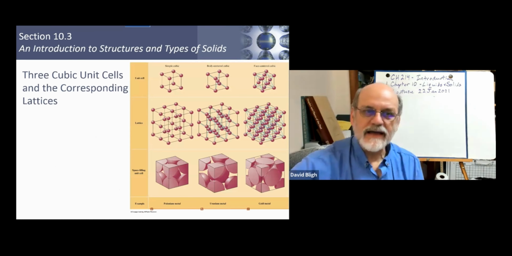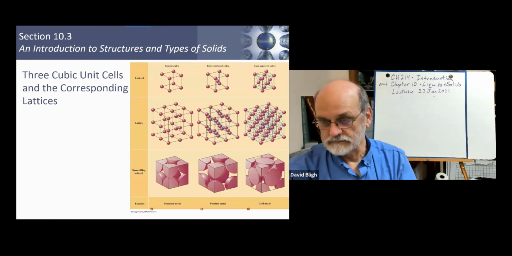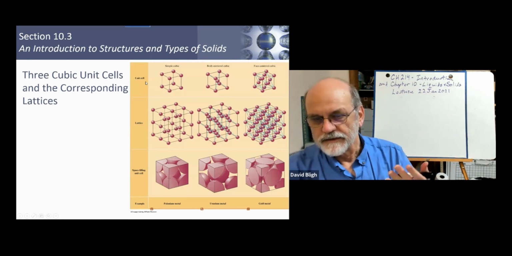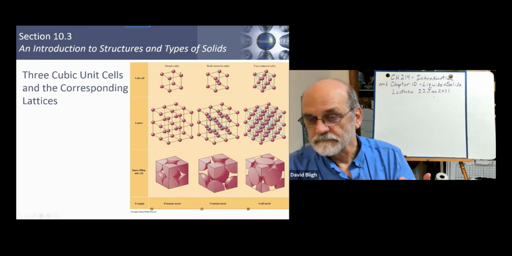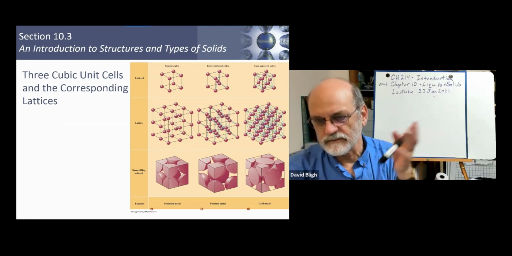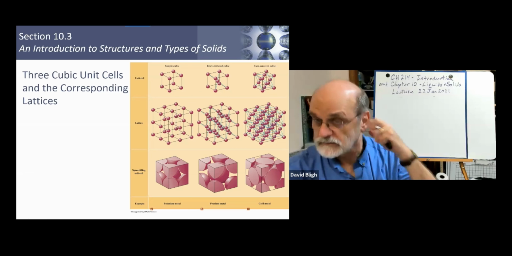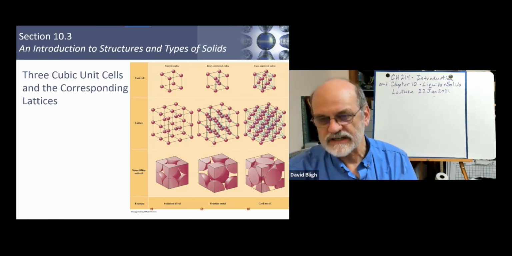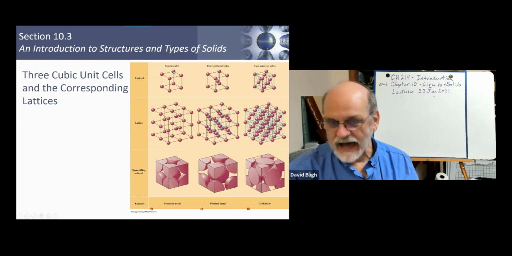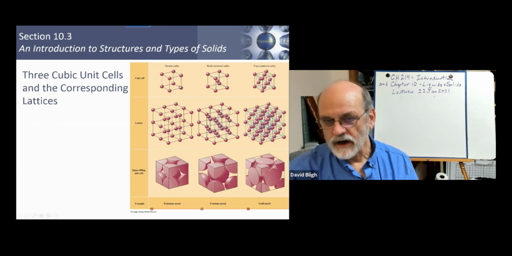Here's an example of a cubic unit cell, represented three different ways. This is a ball and stick model. There are more than three, but we're only going to look at three because this is not a physical chemistry course. We don't have time to go into that much detail. But the simple cubic model, the unit cell, has the molecule or the atom or the ion, whatever the case may be, at the corners of the cube. So how many of them will there be? There will be 8 in that cube.